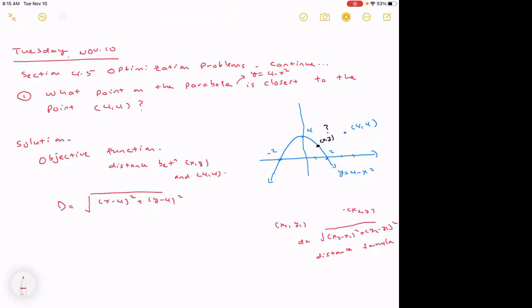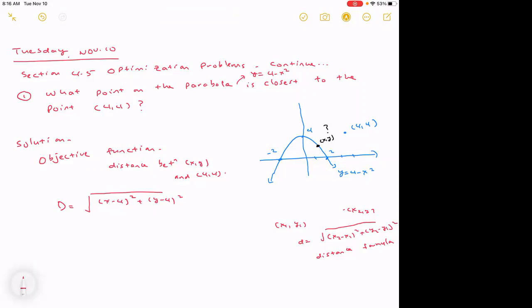I have a question. How do you know which point is x1 and which point is x2? Doesn't matter. You get the same thing because you are squaring, and even if you get negative, that will be positive.